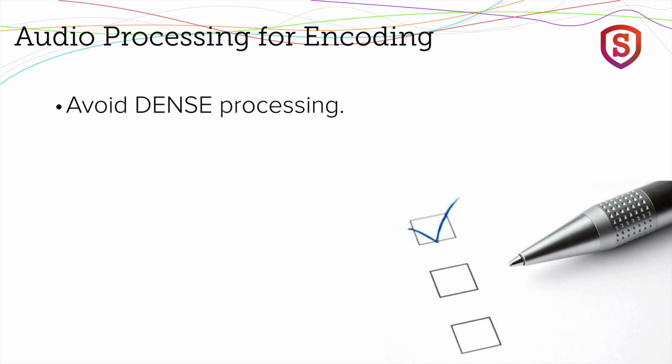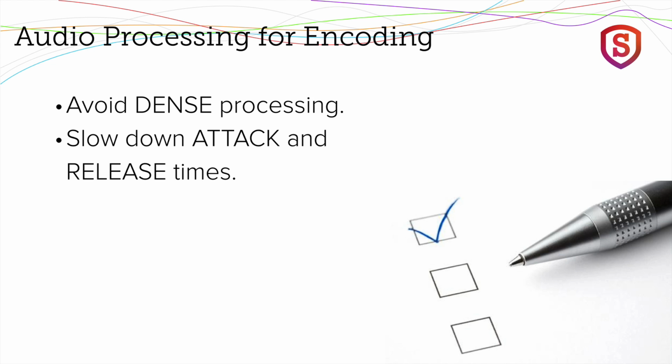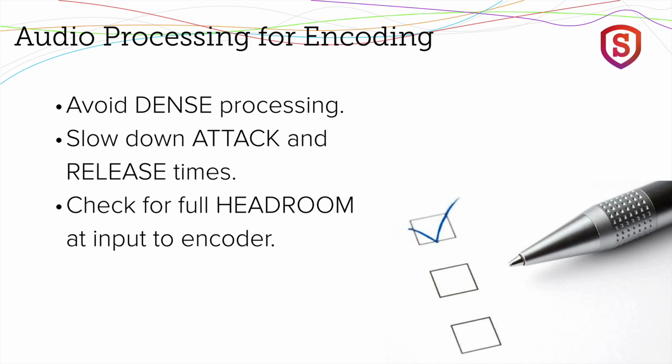Here is the best advice for processing for encoding audio. First of all, avoid dense processing. That's right. Slow down the attack and release times. Don't get it all densed up unless you just have to have it that way. Audio encoding wants to have a little breathing room, and we're not in a loudness war on the internet anymore. That's a good thing.